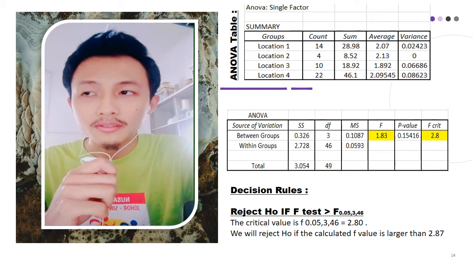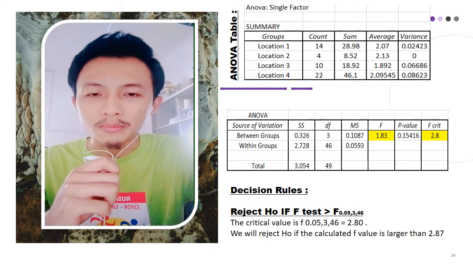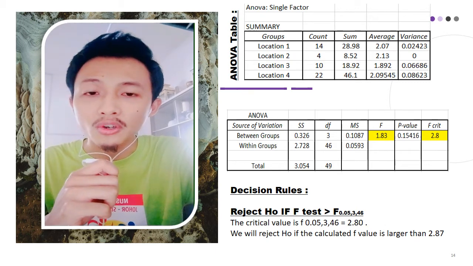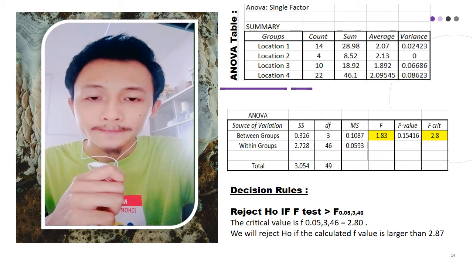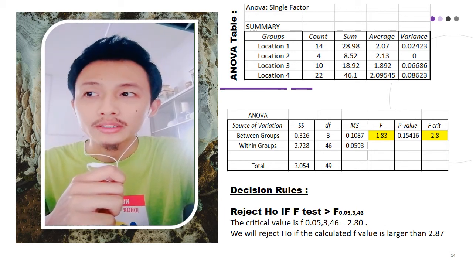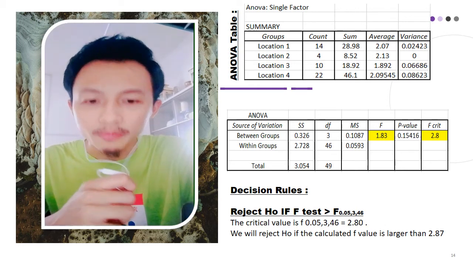So this means there is no statistically significant difference in mean variation for DOC readings between the 4 locations of water resource. So that is the conclusion for the ANOVA. There is no statistically significant difference for the mean.